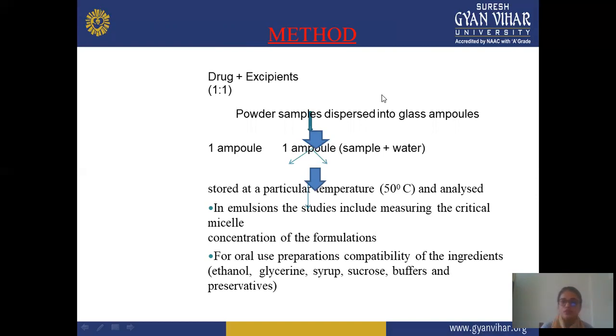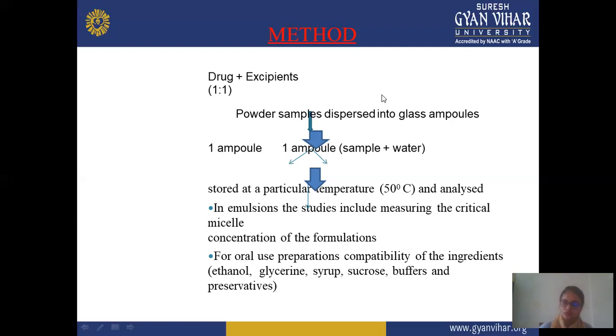And for oral use preparations, compatibility of ingredients like ethanol, glycerin, syrup, sucrose, buffer, and preservative. Suppose you are evaluating the stability study of a particular formulation. In this, first you take drug and excipient, both in a similar amount and similar ratio. And after this, you disperse both drug and excipient in a glass ampoule. And there are two ampoules. One is for sample and one is for water. And after storing in this particular condition, mainly you prefer 50 degrees Celsius temperature. And after storing at 50 degrees Celsius, you analyze your formulation.